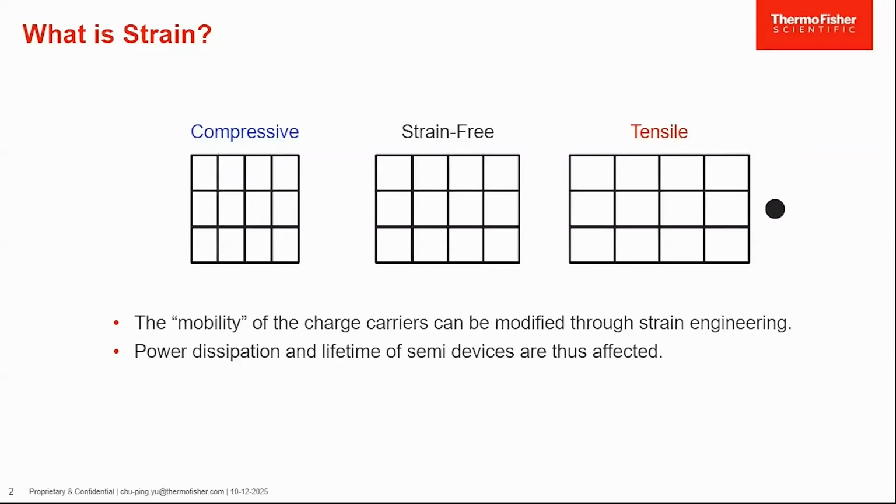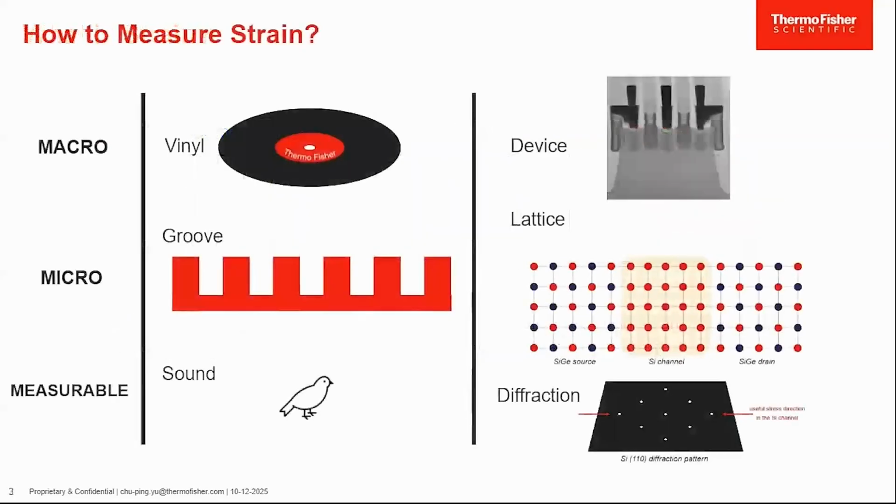In other words, the power dissipation and even the lifetime of these devices can be affected by different types of strain you will have in your devices. Measuring strain is somehow simple, but difficult in another way, because it's very difficult to precisely tell what the distance between atoms is. So what we do is we use a derivative of that as a measurable.